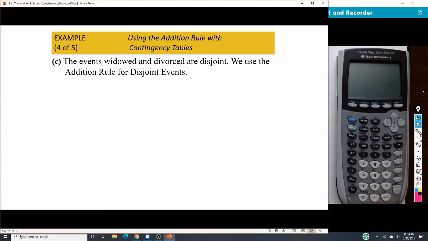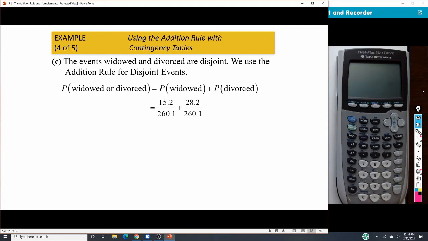Likewise here, widowed and divorced. Well, these things are disjoint and so we can just add them together. Now again, we gotta get our total widowed, total divorced, and add those out of the total amount there before we divide. Okay.